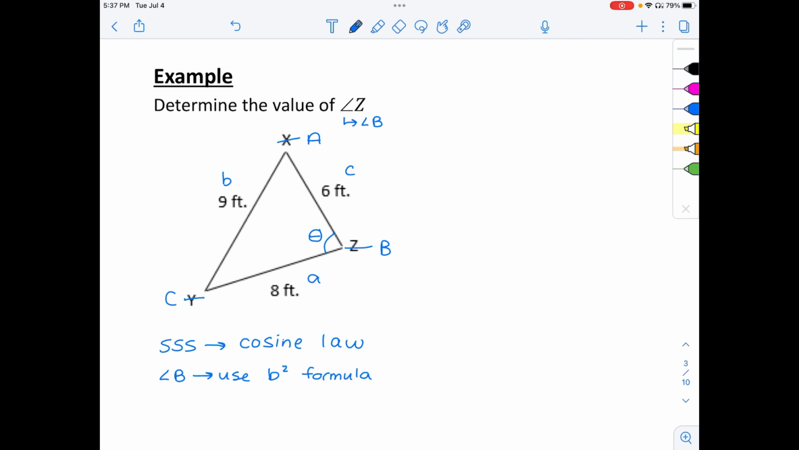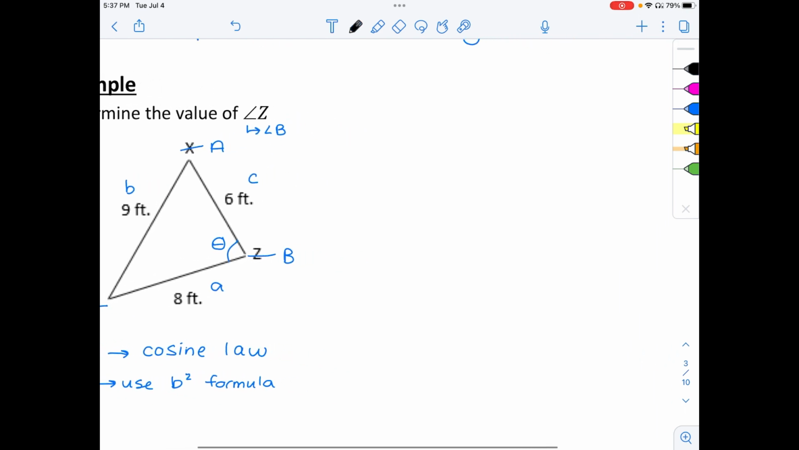So side, side, side, we're going to use cosine law. The formula I'm using, I'll just write over here, is B squared equals A squared plus C squared, subtract 2 times A times C times cosine of B. That's why we need to use the B squared formula, because I'm trying to find angle B right here, and that variable needs to be in my equation to be able to solve for it.